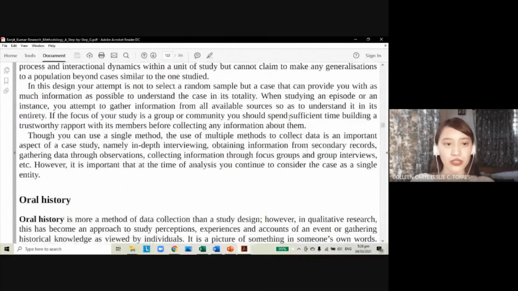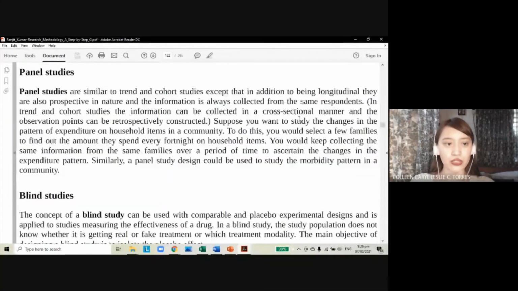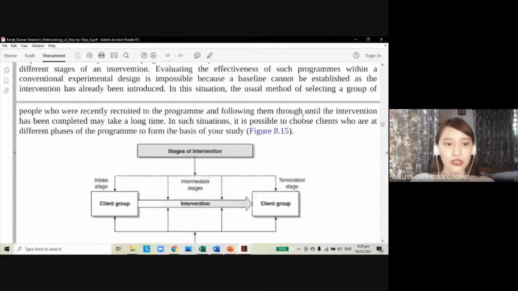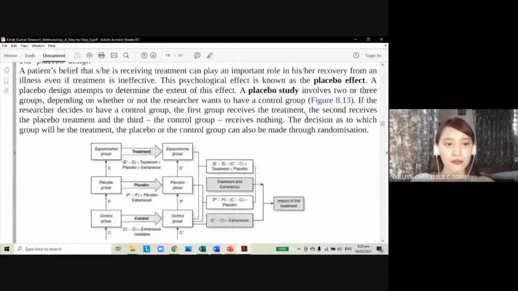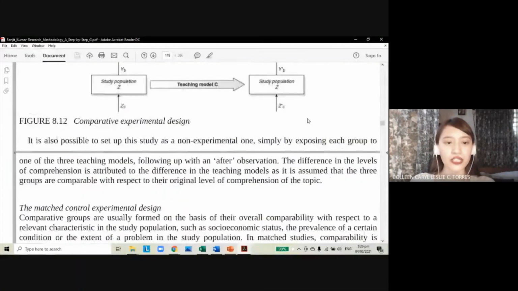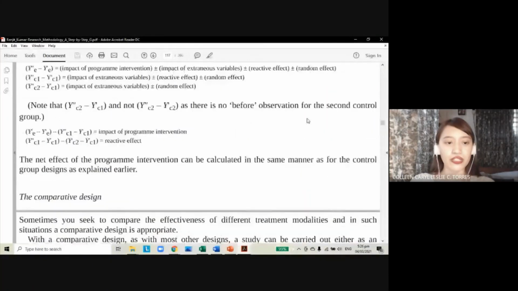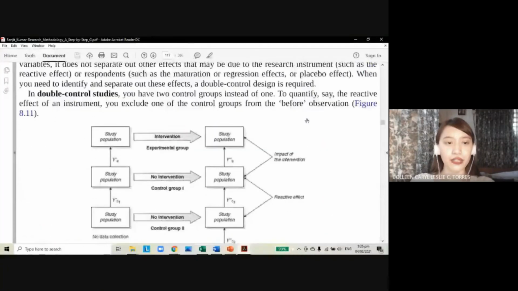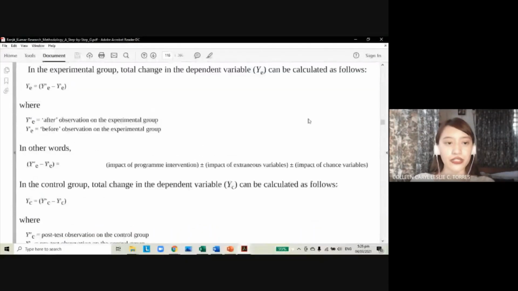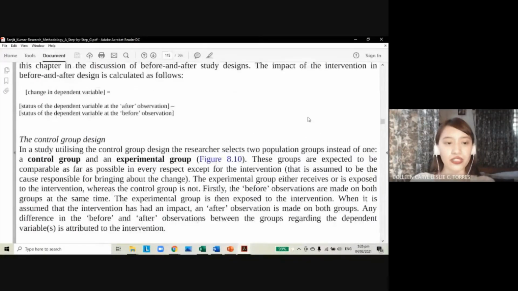Focus group discussion, case study, cohort studies, trend studies. These are actually for quantitative research, everybody. There are other research designs for qualitative research. So we'll just continue on Monday.